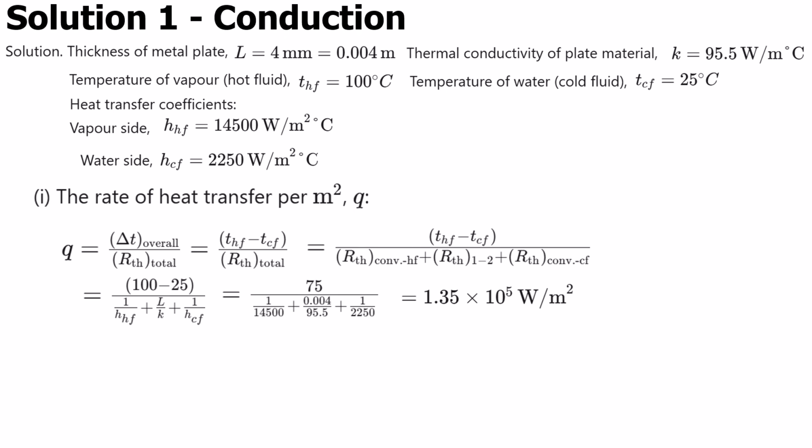And finally, once we perform the calculations, we find that the rate of heat transfer per square meter, Q, is given as 1.35 times 10 to the power 5 watts per square meter. This is the first answer representing the heat flowing through the plate per unit area.